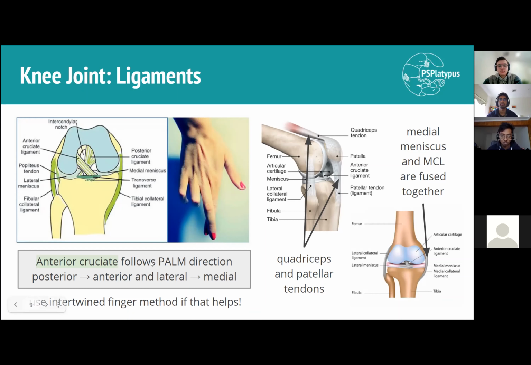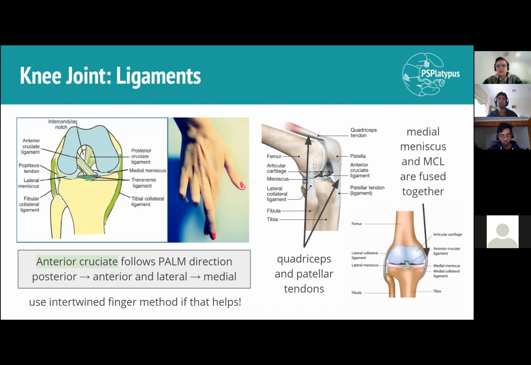Another way, if you're more visually inclined, is to think about this picture. So you can see the fingers sort of going downwards like that. So if you think about your left hand, you make this arrangement, then your middle finger is going to be your ACL. It still follows the PALM direction, but it's more visual. So you just take your hands like this, put them over your knees, so you can visualize where the ligaments are going, and your middle finger will always be the ACL and your index finger will be the PCL. Okay, so either way works, depending on which one you're more comfortable with.